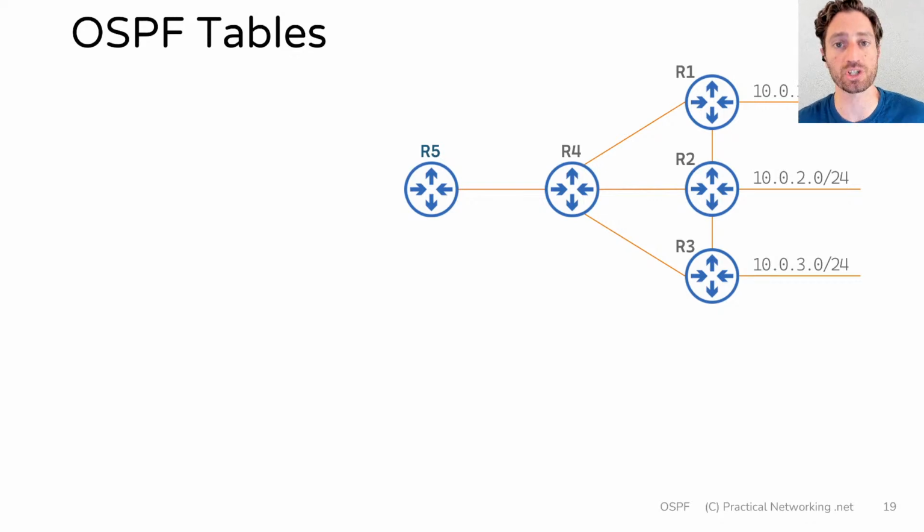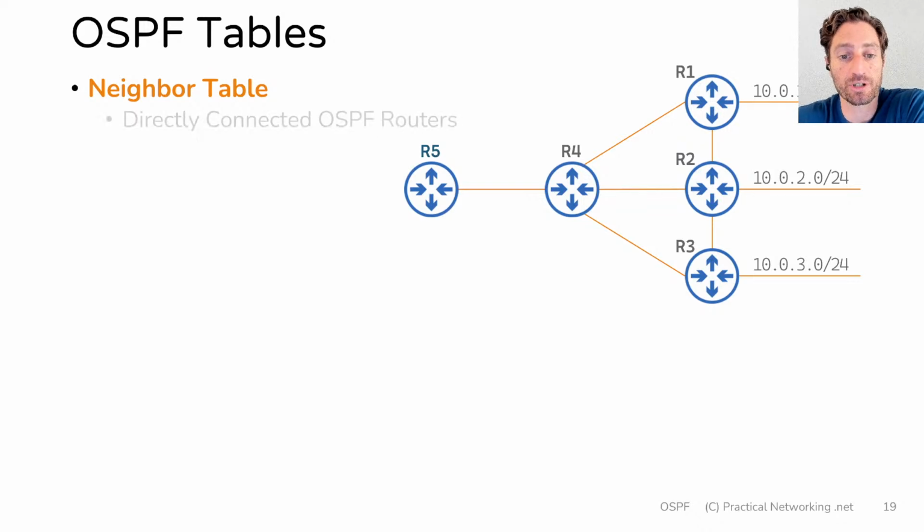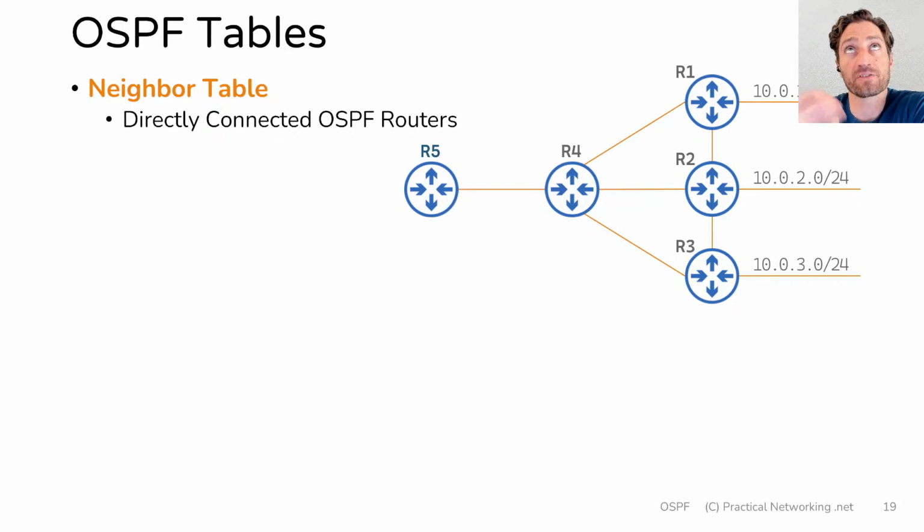We're going to use this topology to talk through the idea of these tables. So the first of the tables that OSPF uses is what's called the neighbor table. Every OSPF router is going to have a neighbor table, and inside that neighbor table, it's going to have knowledge of all the directly connected OSPF routers.